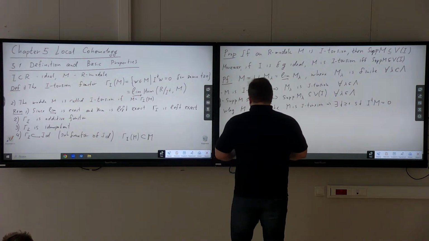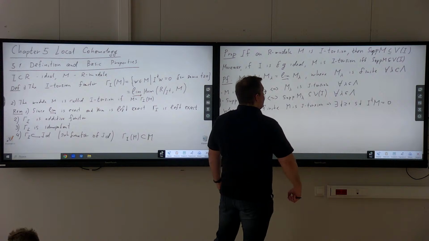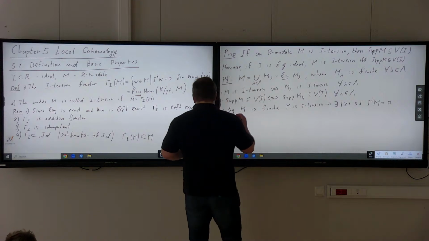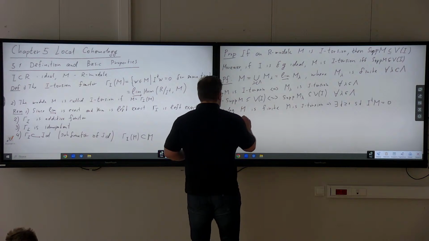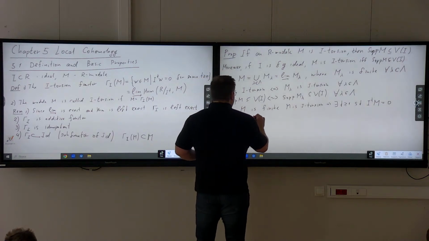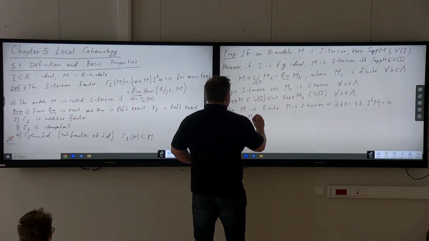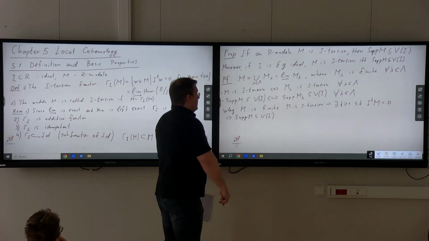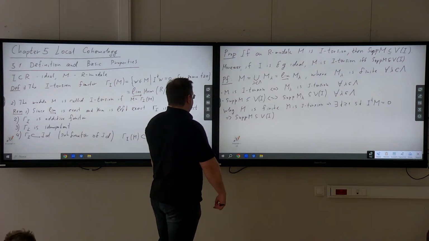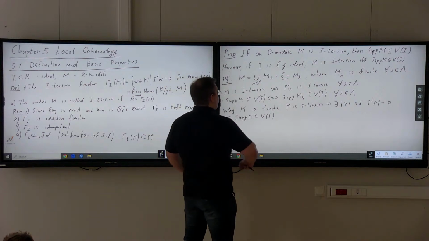But if the M is annihilated by some power of I, well, clearly the support of M is contained in the vanishing set of I. Okay, so this proves the main claim, and then there is this moreover part.